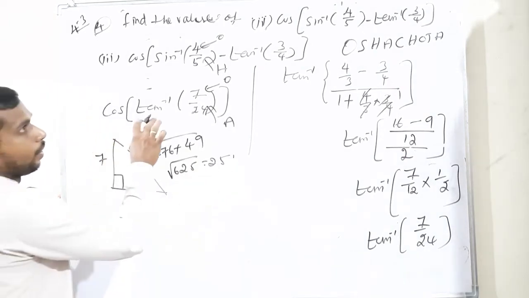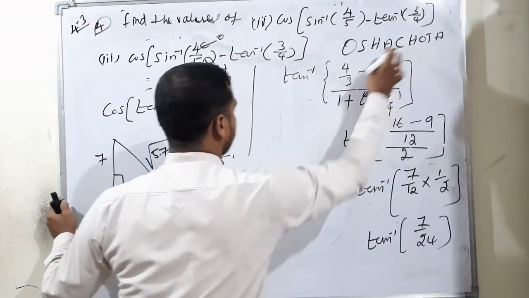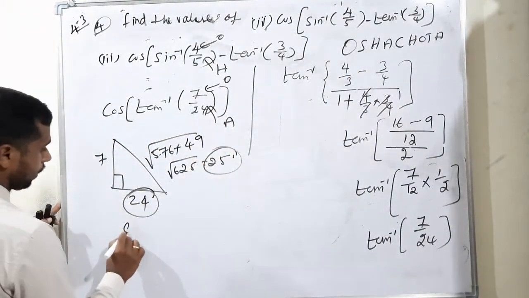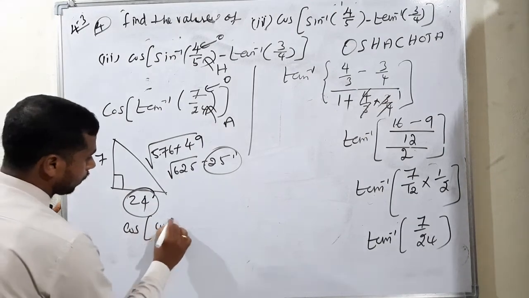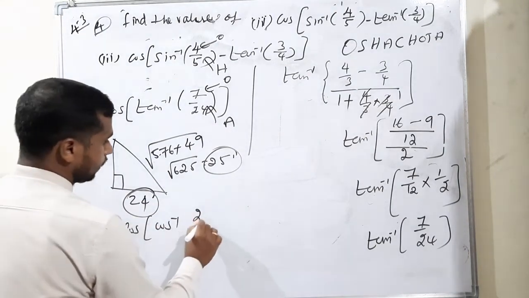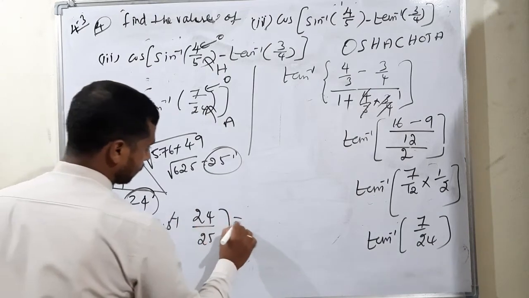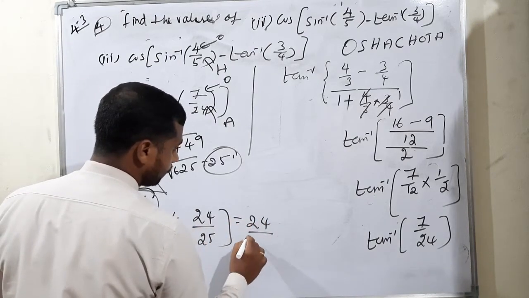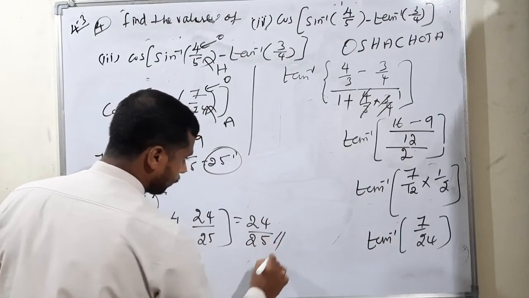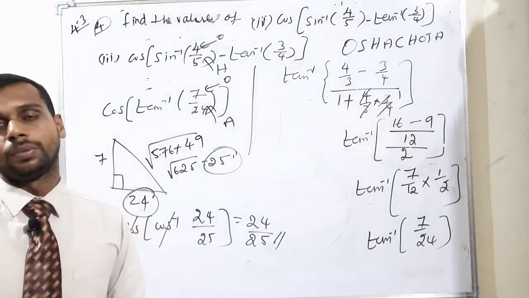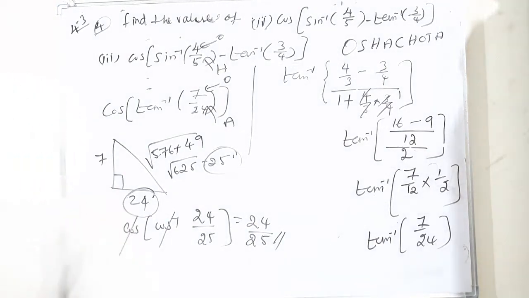We need actually cos inverse. Cos means adjacent divided by hypotenuse. Therefore, cos of cos inverse of adjacent 24 divided by 25. Again, cos and cos inverse cancel, so the final answer for subdivision 3 is 24 divided by 25. This is the answer. Okay, so exercise 4.3 is also complete. I will continue with the next example.